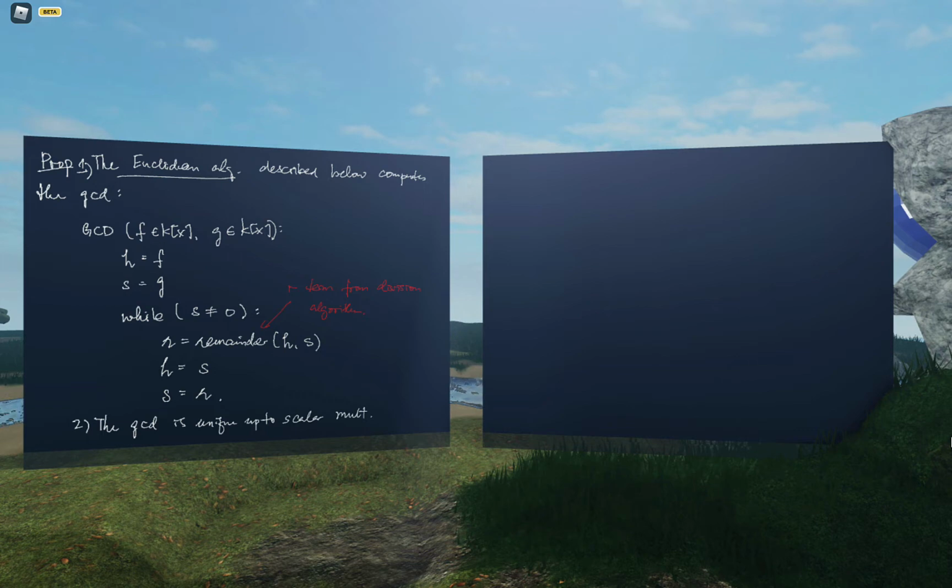Okay, so here, if you look at s, each time you run this algorithm, s is set as a remainder of h and its previous value, and so its degree is going to keep decreasing, and eventually it's going to be 0. If you have strictly decreasing degree, eventually you're going to end up going to 0. So I think we probably have enough time to write down the proof.